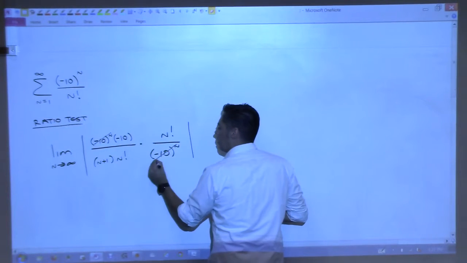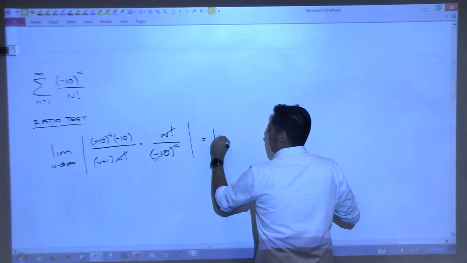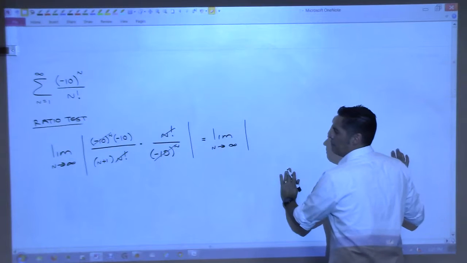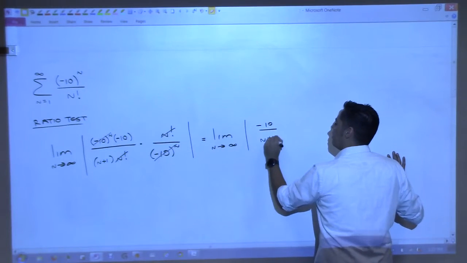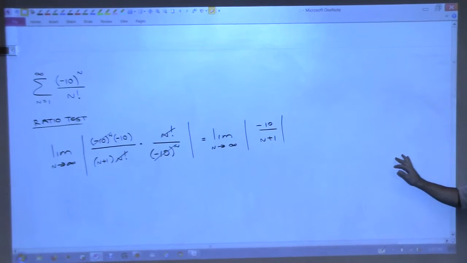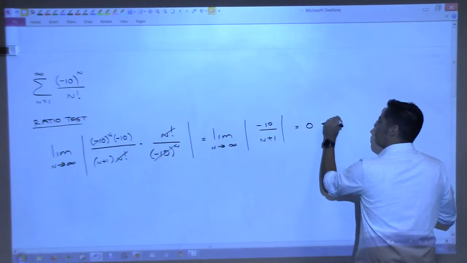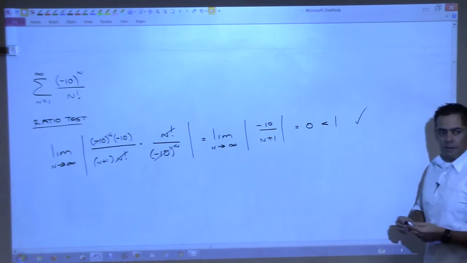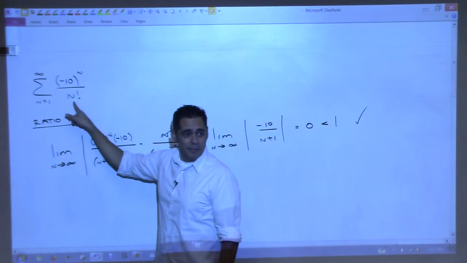So here, wow. That was nice. Because this turns out to be what? Negative 10 over n plus 1. And that's a pretty easy limit right there, right? Fixed number over infinity goes to 0. So this goes to 0. And 0 is less than 1. And therefore, it converges. So this series converges, right?